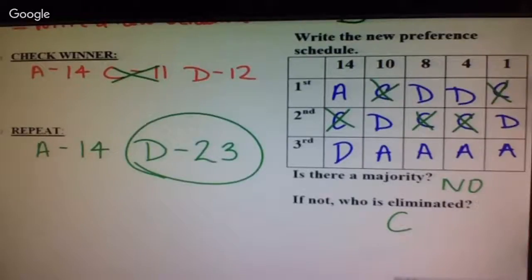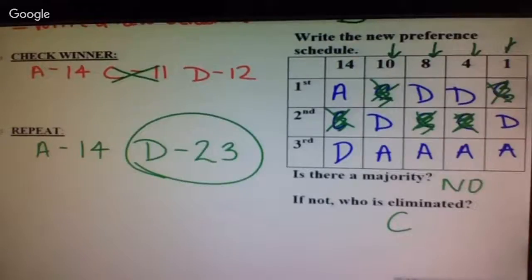How did you get 23? Because now that C's out of the picture, D is in first place in this column, this one, and this one. So 10, 8, and 1 is 19, plus 4 gives me 23 now. Does that make sense? Can you say it again?